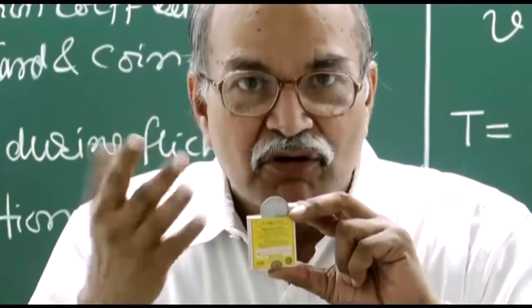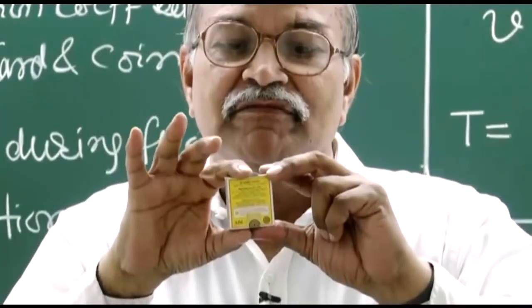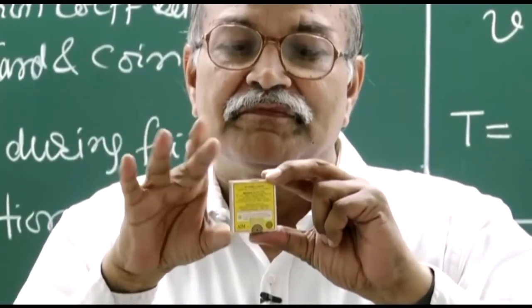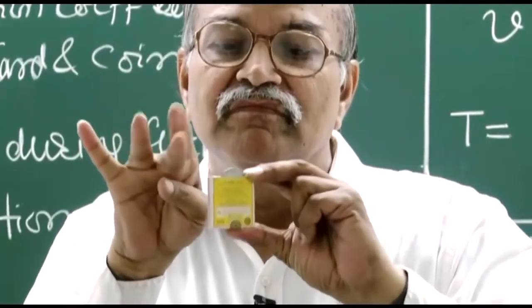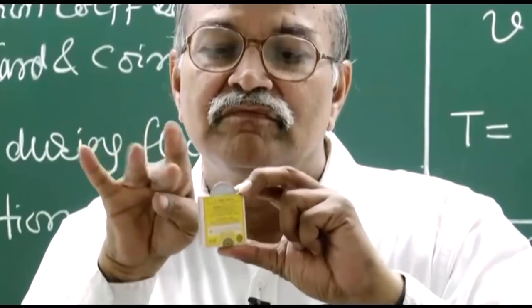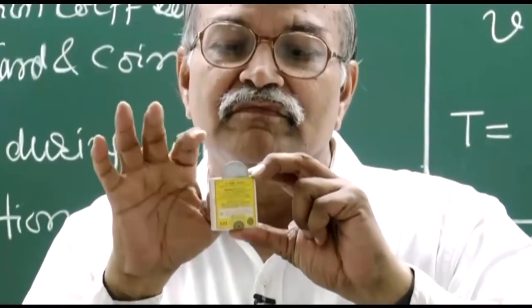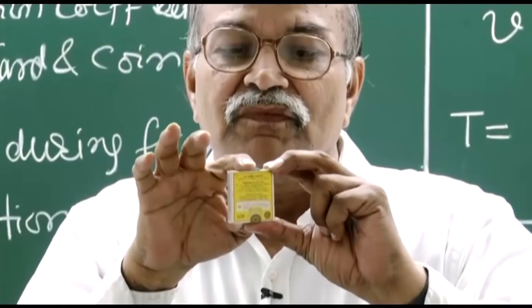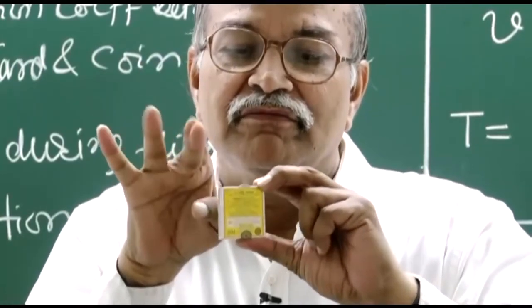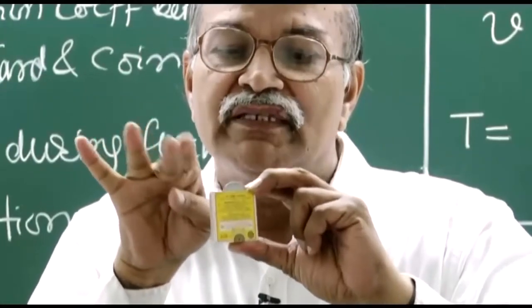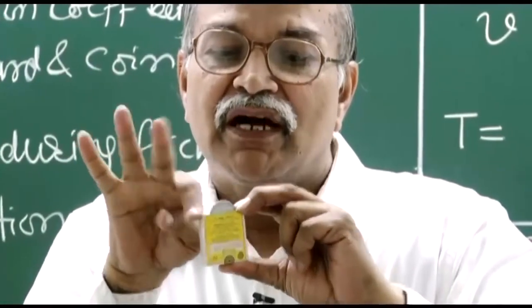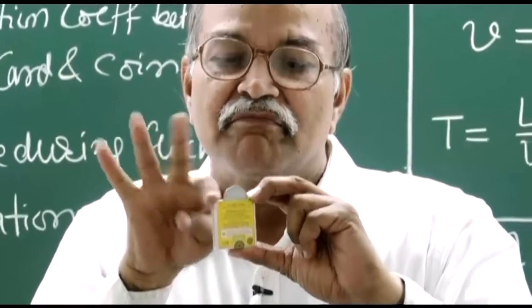So, the coin comes out of the matchbox. So, what do you have to explain? You have to explain why this coin is coming out of this matchbox.